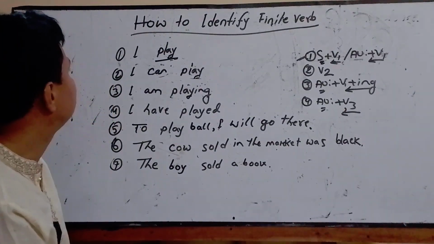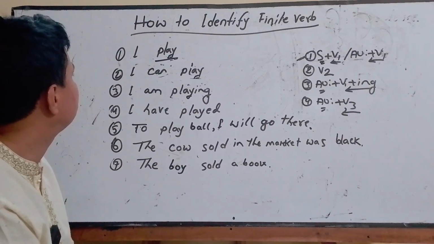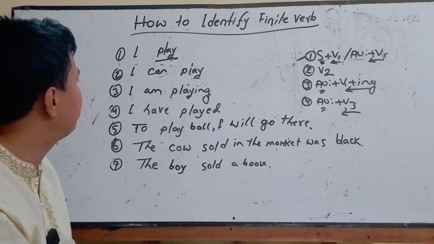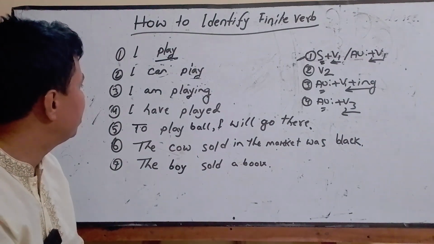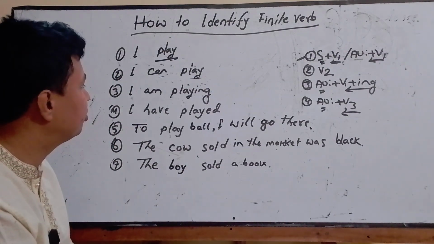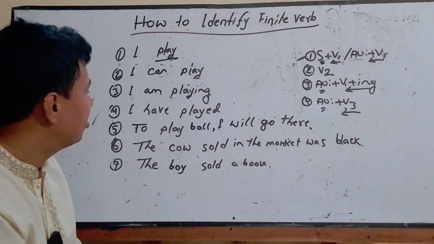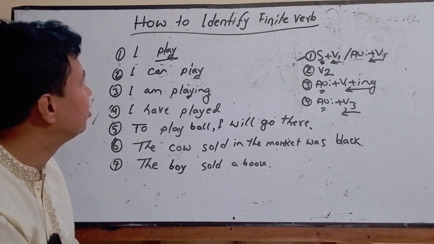The first sentence is "I play," and the second one is "I can play," "I am playing," "I have played," "to play ball," "I will go there." "The cow sold in the market was black," "The boy sold a book."